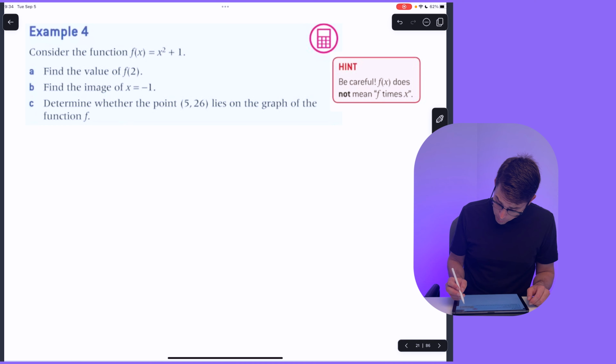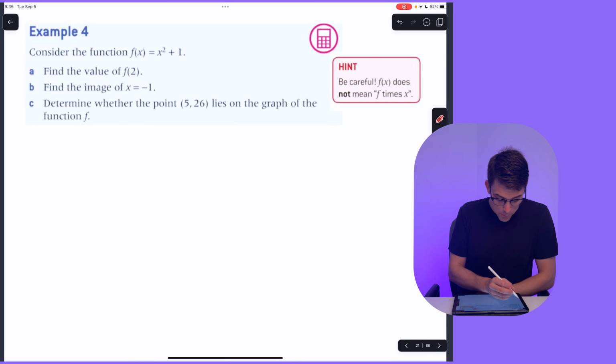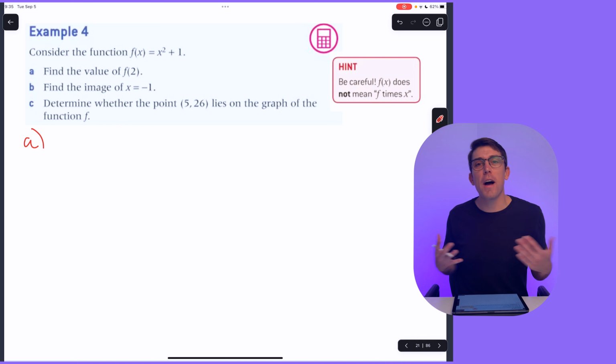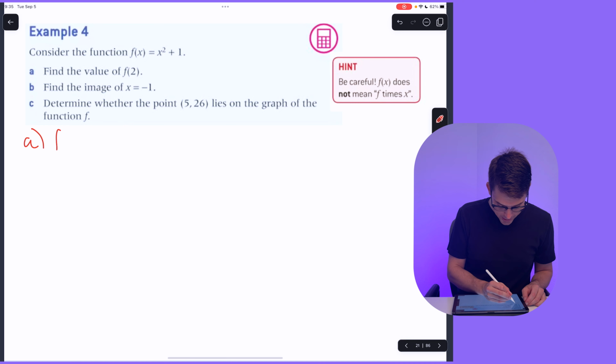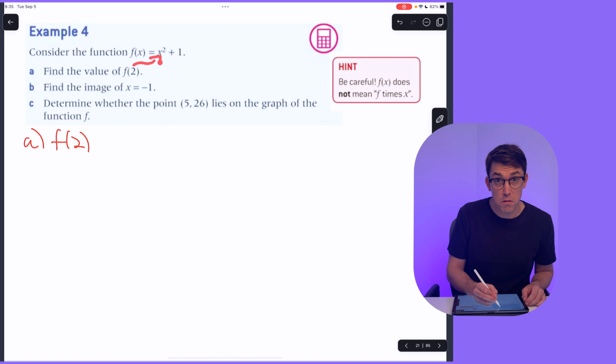Also, a real important note, f of x does not mean f times x. Not at all. So let's make sure that we're doing this appropriately. For part A, when we want to find the value of f of 2, we simply plug it in for x. Because you'll notice that we have a 2 right here, and here we have an x, so it makes sense that we would replace that x with a 2.